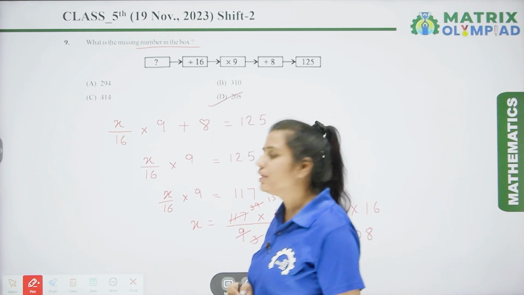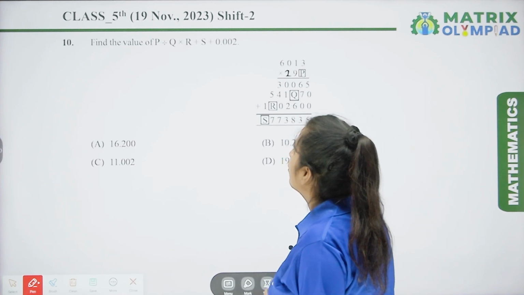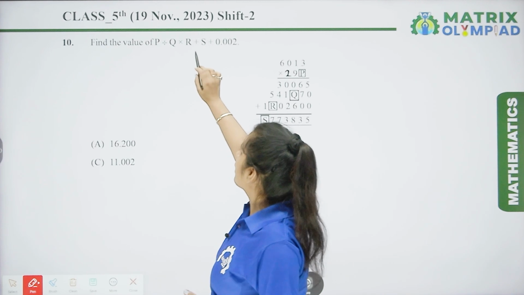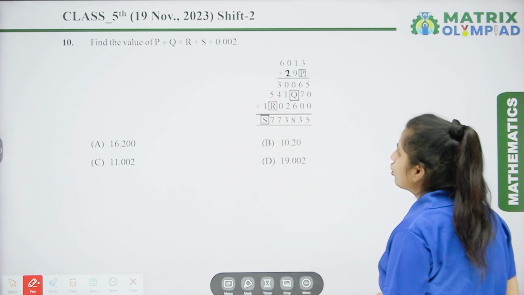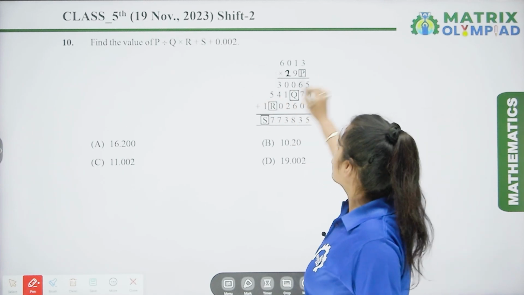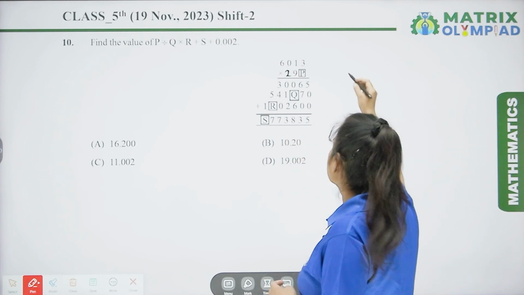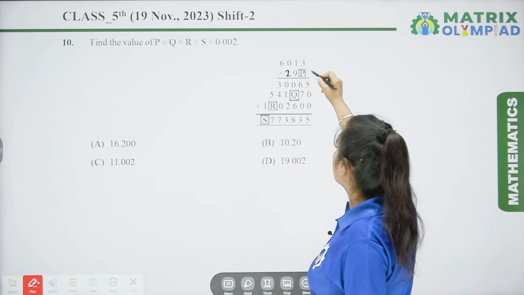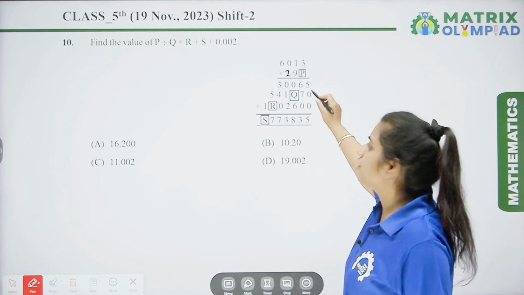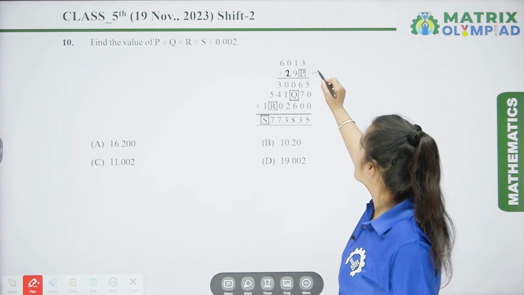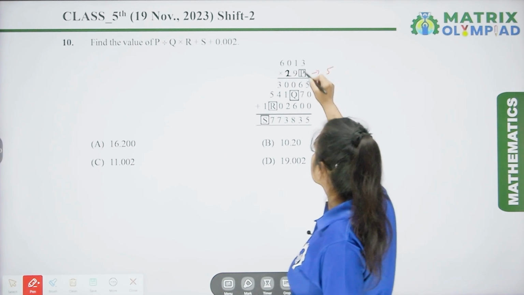Now let's begin with the next question. Now the next question is question number 10. Find the value of P divided by Q multiplied by R plus S plus 0.002. Now to solve this, first we have to find out the values of P, Q, R and S. So here let's find out the value of P first. 3 multiplied by P gives the unit digit 5. It means the value of P will be 5. 5 multiplied by 3 is 15.